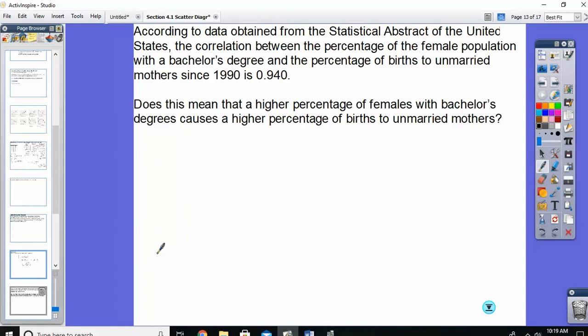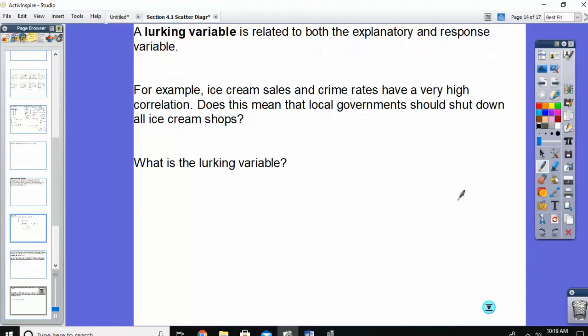No, whether or not you have your degree has nothing to do with the other. So just because the R is high, does that mean one causes the other? No. Correlation does not mean causation. Just because there's a relationship doesn't mean one causes the other. We have to consider things like lurking variables. That's something that might be related to both of those and has an impact on both.